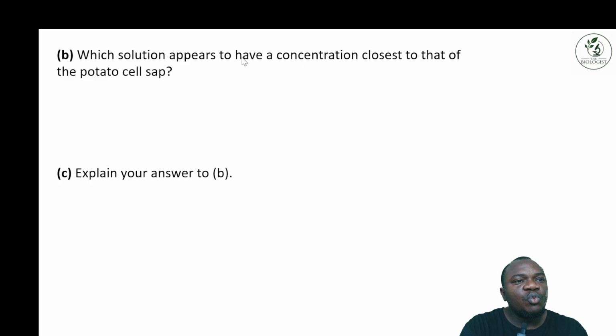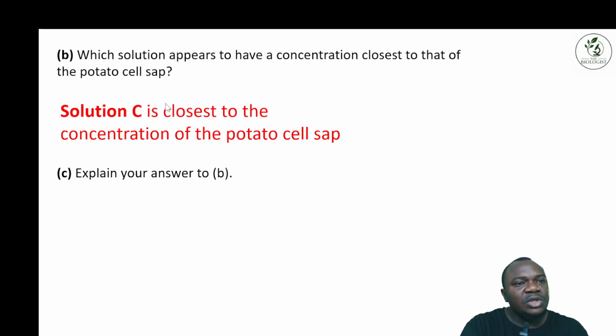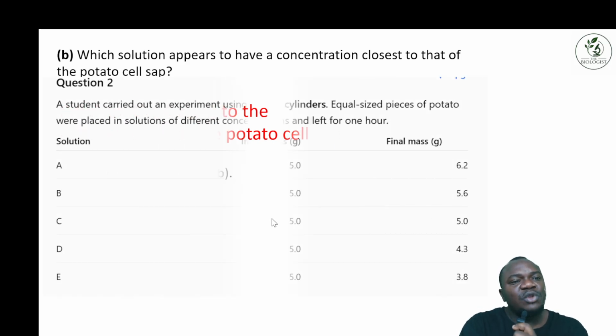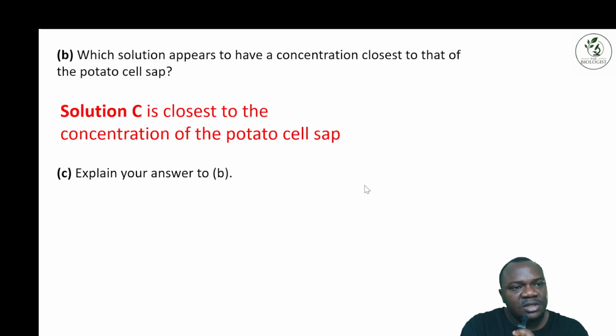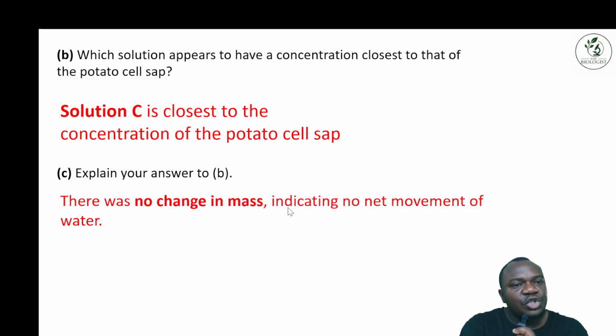Which solution appears to have a concentration closest to that of the potato cell sap? The answer is C. C is the closest to the concentration of the potato cell sap, because if you look at C, the mass remains unchanged. It remains unchanged: 5.0 initial mass and 5.0 final mass. So there was no change in mass, indicating no net movement of water.